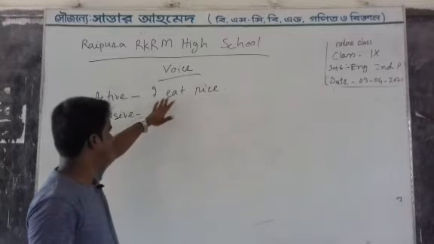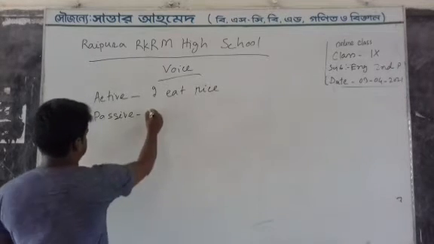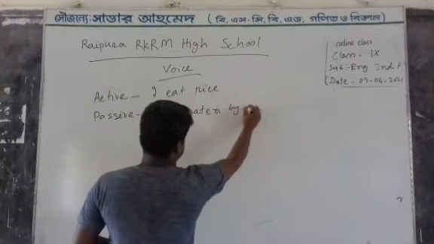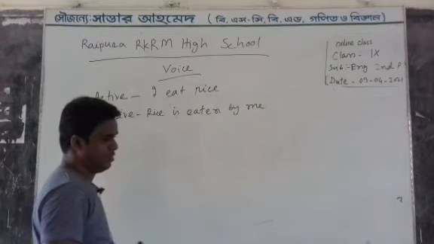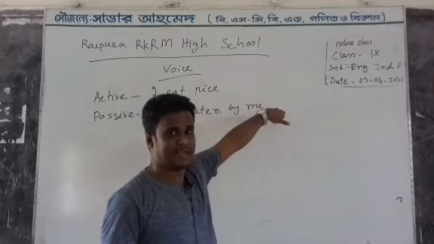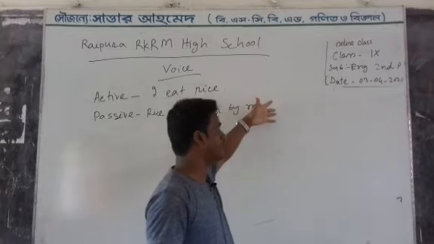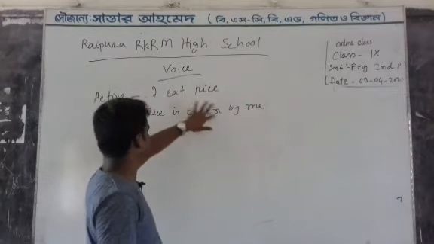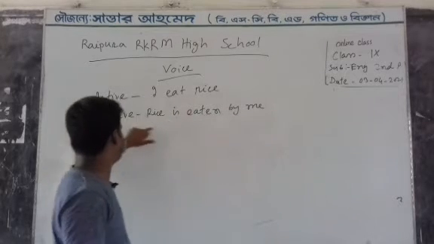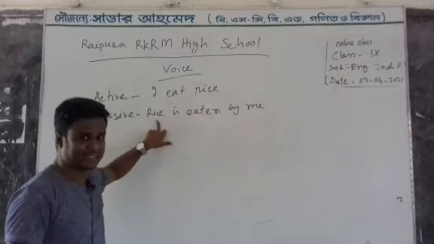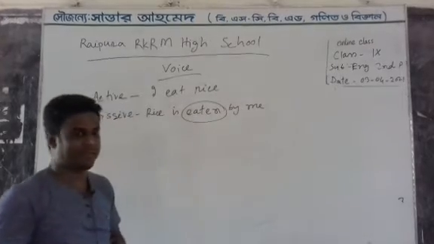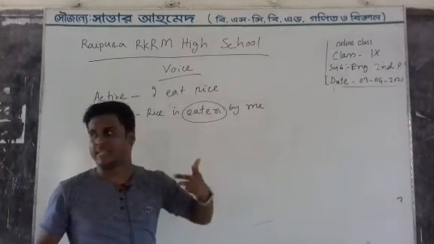So if we want to make it passive, then it becomes rice is eaten by me. Look, in this sentence the subject I becomes object and it changes into me, and here the object remains inactive. Here in this passive sentence, the main subject is rice and the action is eat, but rice is not eating himself.